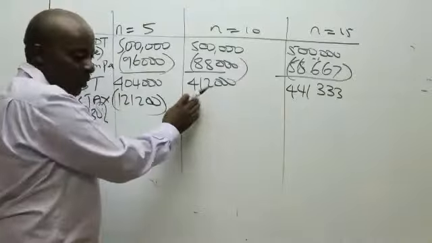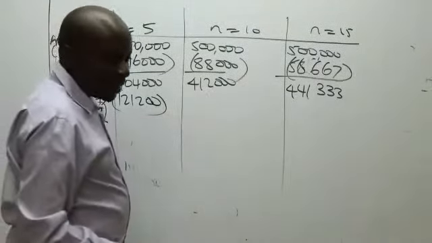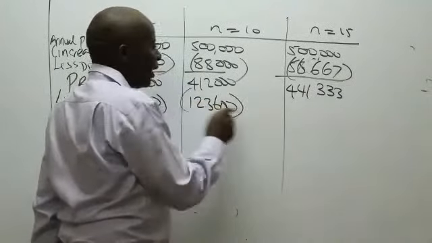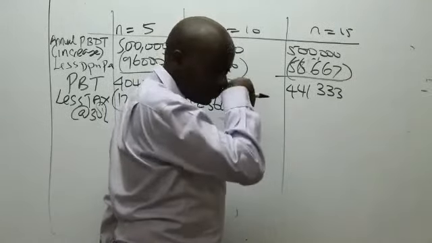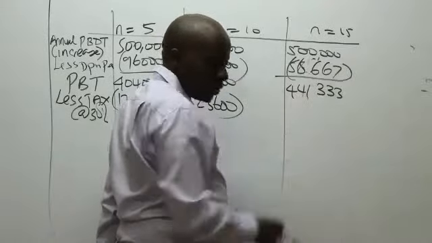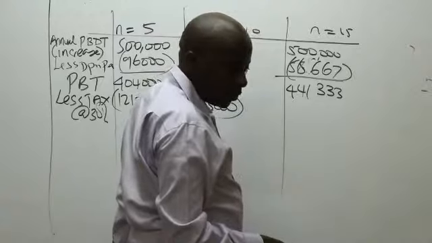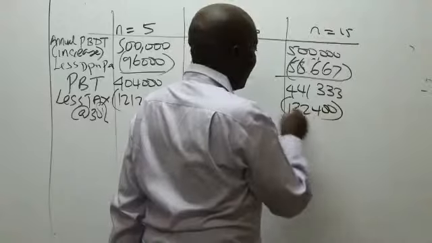Somebody is giving me a figure of 121,200 there. How about this one? Somebody, the tax here. 123,600. How about the last one here, 30% of this? 132,400, approximately.